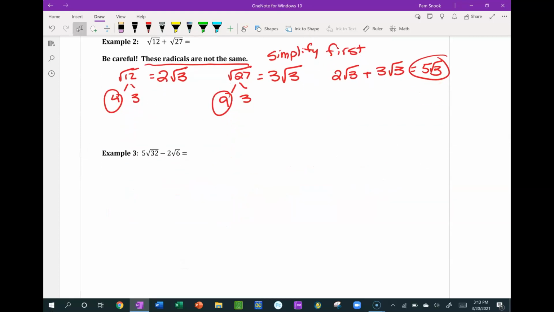Now subtracting works very much the same way. Instead of adding my coefficients, I will subtract the coefficients. So now let's take a look at 5 square root of 32 minus 2 square root of 6. Simplify first, so I'm going to simplify that 32. I get a 16 times a 2. 16 is a perfect square, so I'm going to square root that. So I have 5 times, square root of 16 is 4, and the 2 is stuck under the radical, minus 2 square root of 6. 5 times 4 is 20 square root of 2, minus 2 square root of 6. This does not simplify any further.